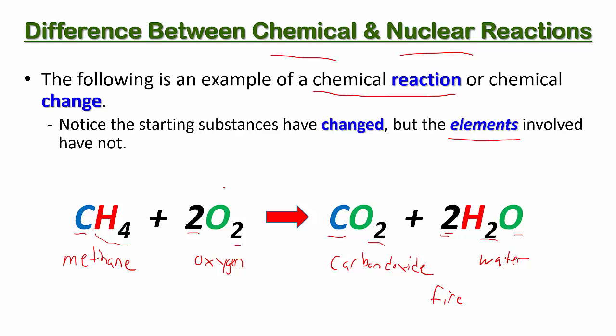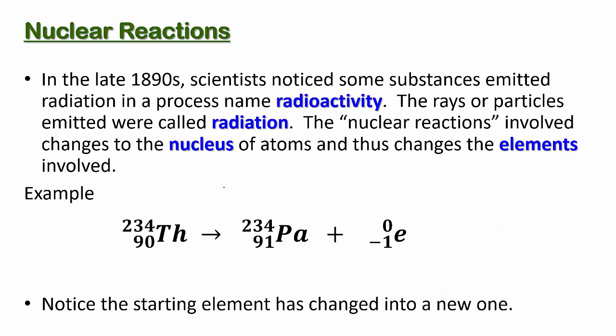Now what we're going to look into is around the 1890s, when scientists started to notice substances emitted radiation, and they called this idea radioactivity, where energy was being released. The rays of these particles emitted were called radiation. So radiation is that radioactivity, the energy being released. We're starting to call these nuclear reactions, where there's a change to the center of the atom, where the nucleus is, and so thus changing the elements.